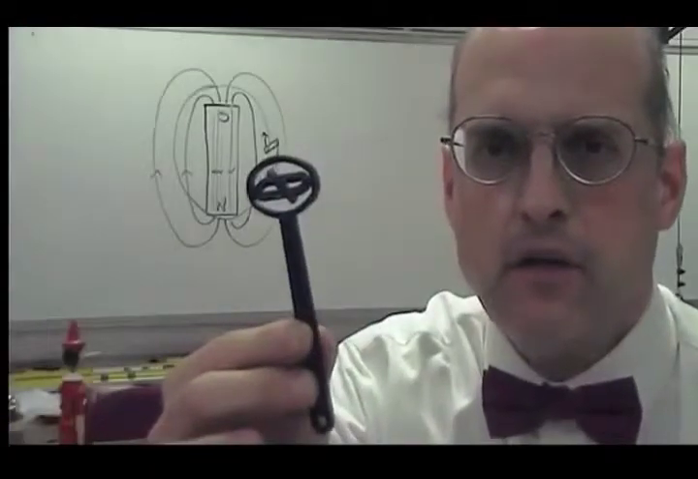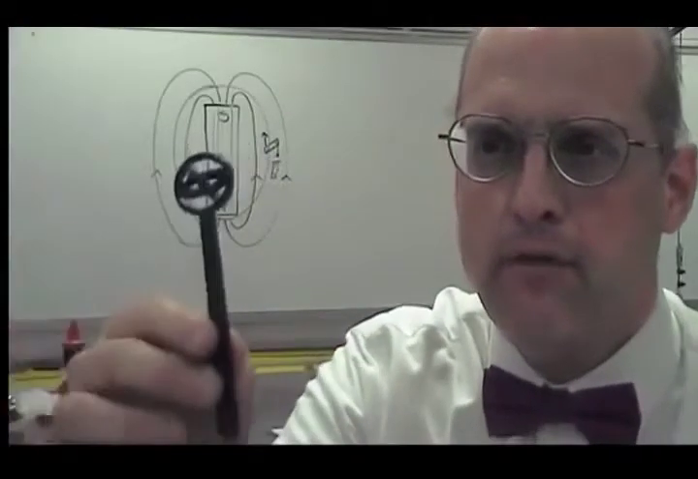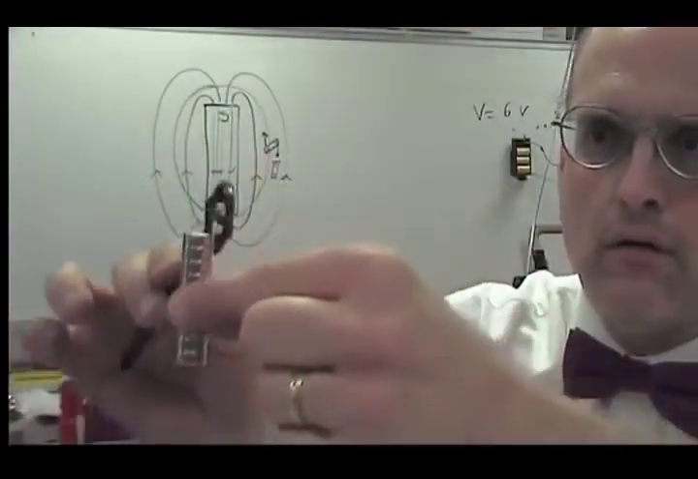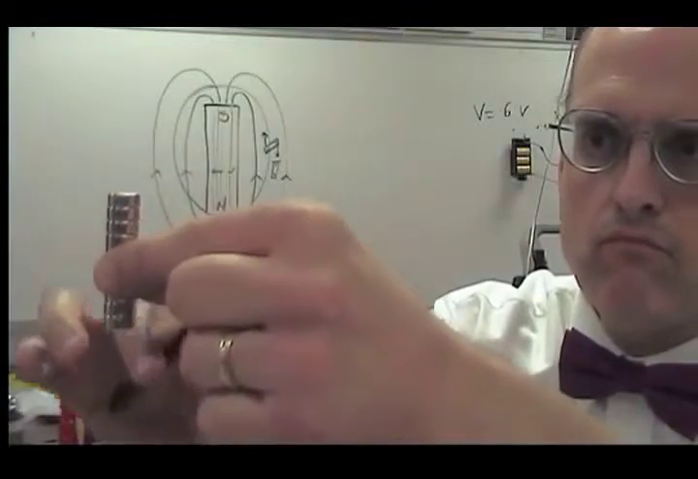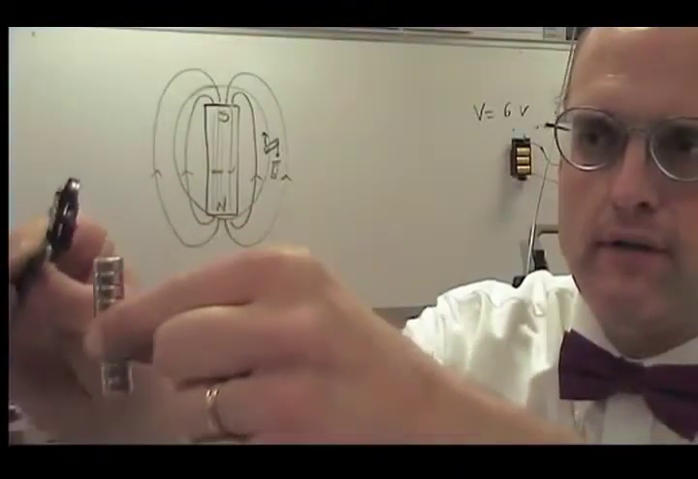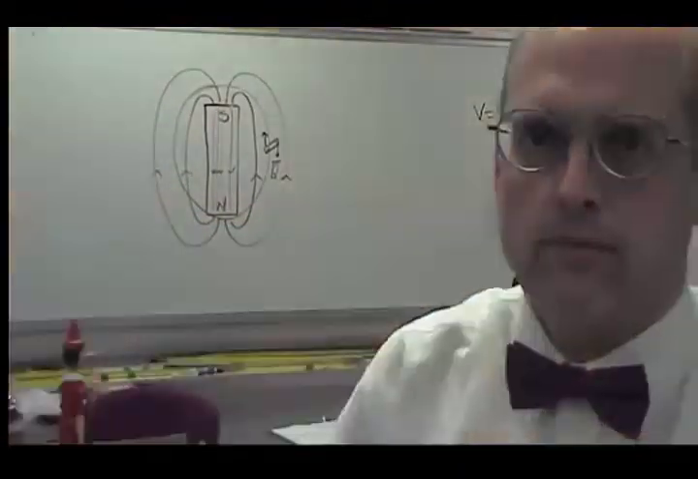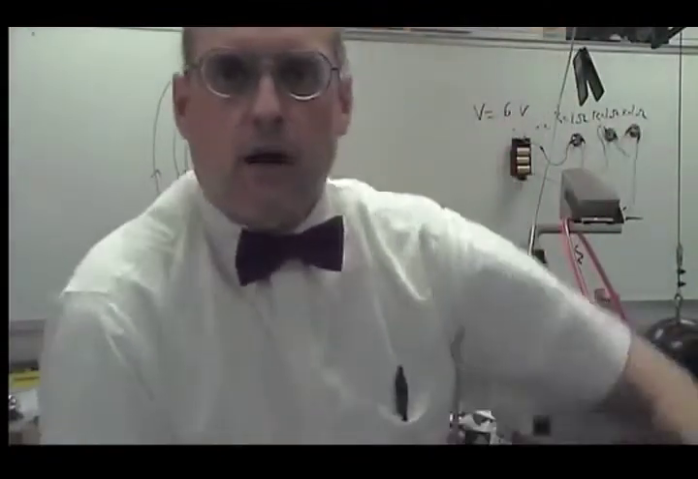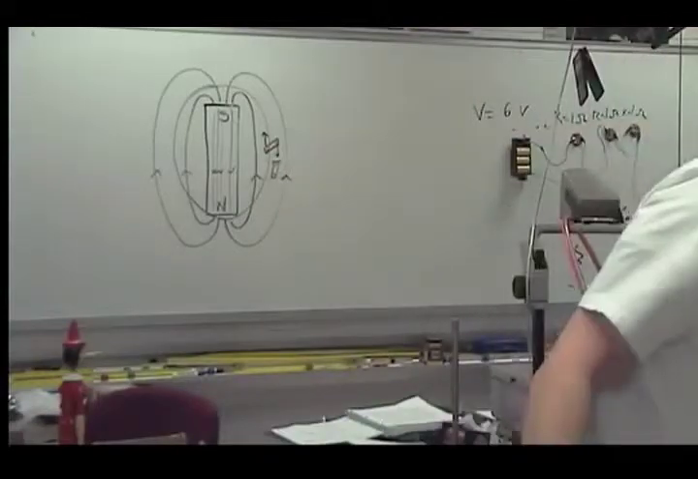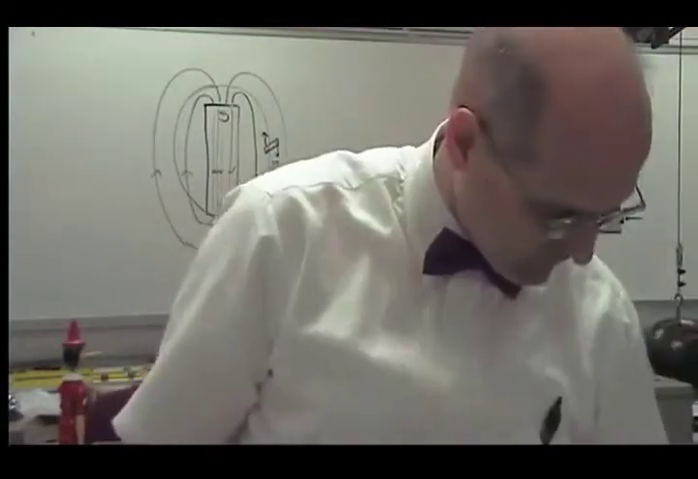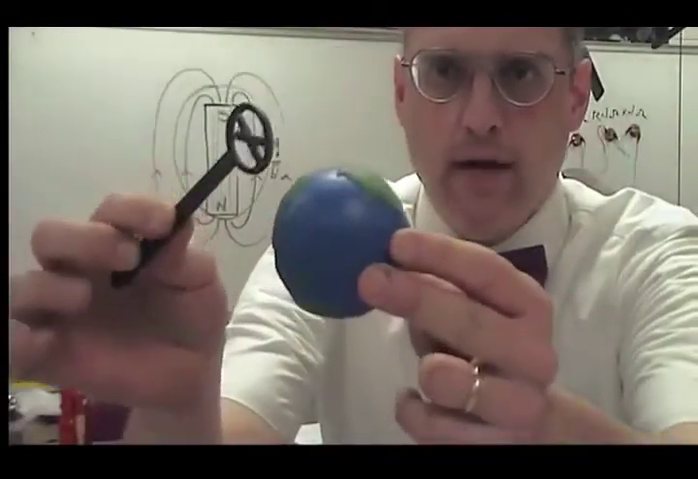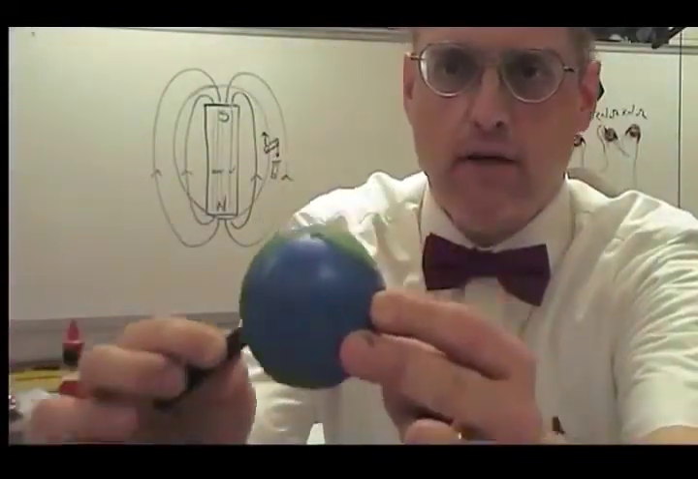Now this compass here can pivot in 3 dimensions. See that? And of course, as I said, the Earth behaves as a bar magnet. And here's a model of the Earth, and I have a bar magnet embedded in it. You can see the shape of the magnetic field lines.